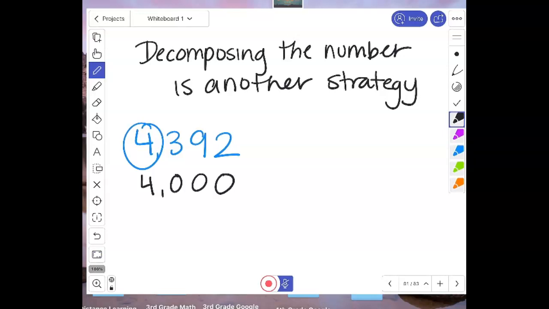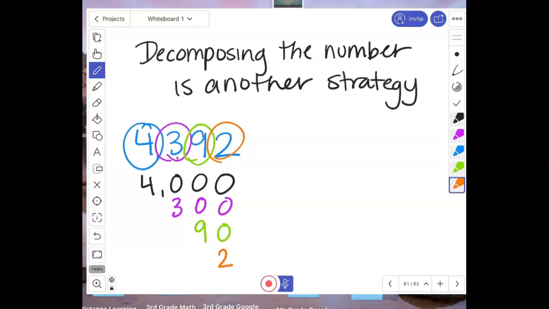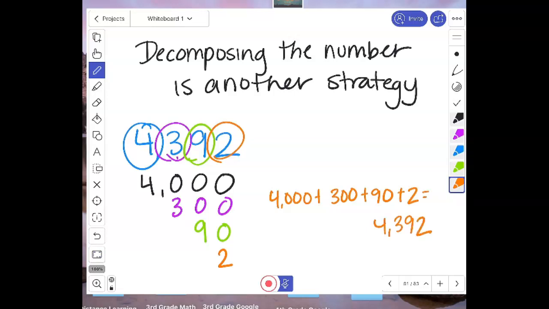Okay, then I move over. Bring it straight down. It's worth 300. Then I move over. Bring it straight down. It's worth 90. Then I move over. Bring it straight down. It's worth 2. So it's easy to write out 4,000 plus 300 plus 90 plus 2 equals 4,392.